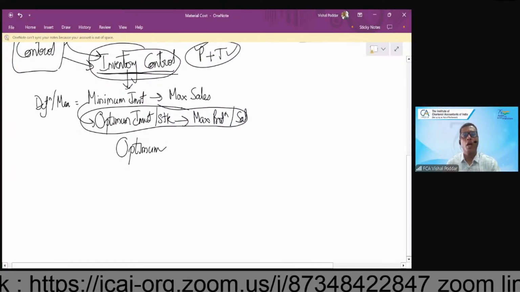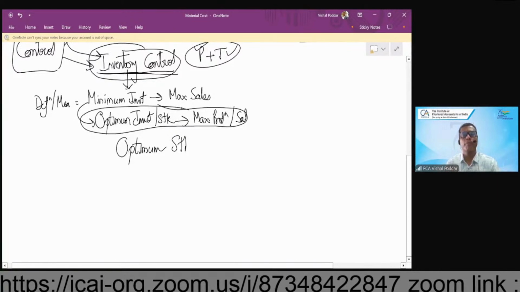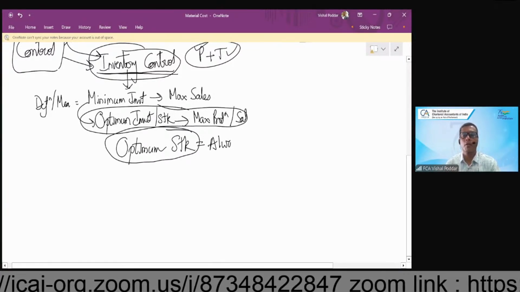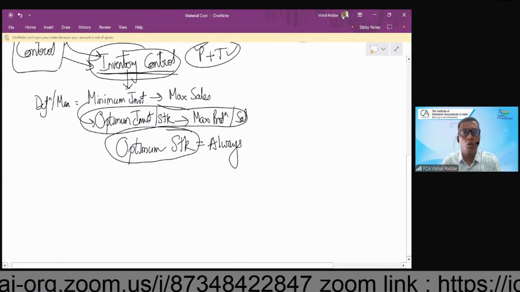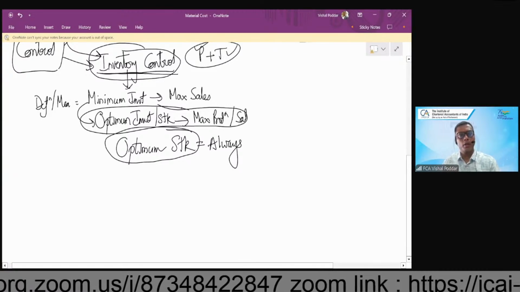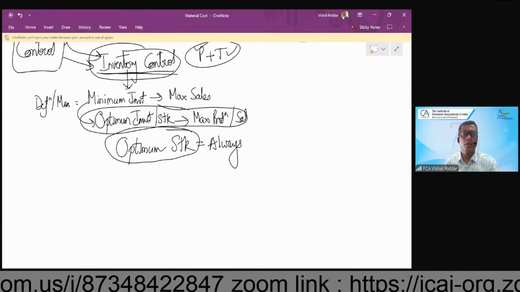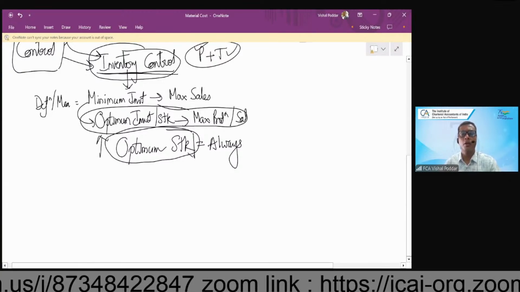So inventory control simply means, keeping all this aside, in very simple words, ensuring that you have optimum stock always. Again, go to your kitchen. Optimum stock means what? Optimum means neither too high, nor too low.